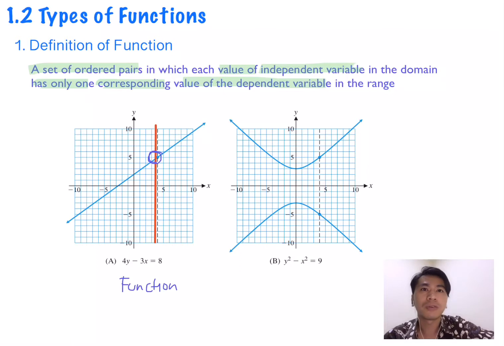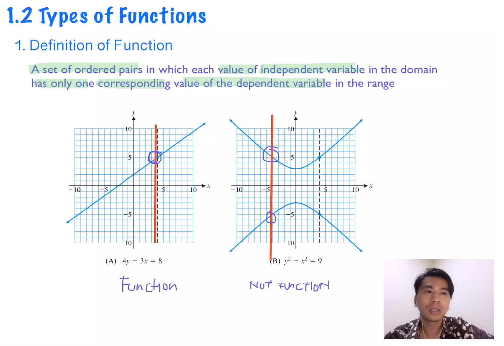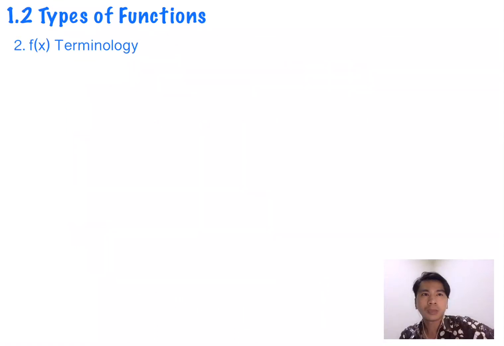Let's do it for the second example. If I do the vertical line test on the second example, then I will have 2 intersections, one over here and the other one is here. So this must not be a function. The conclusion: if you are given a graph, just do the vertical line test to know if this is a function or not a function. Let's move to the next one.